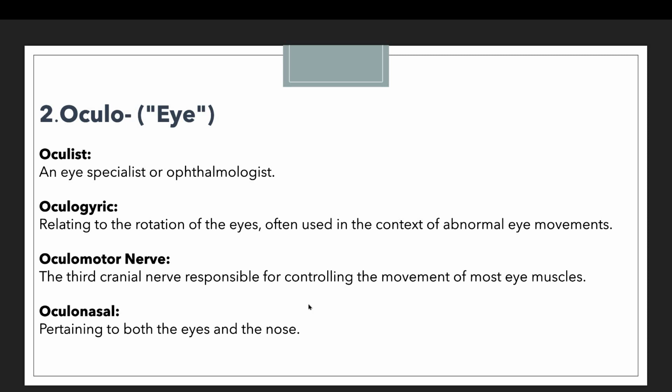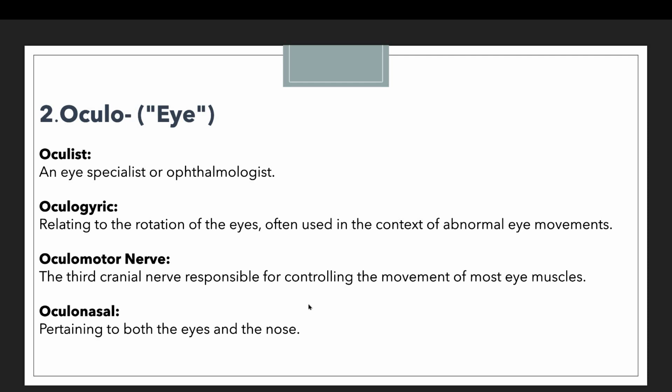Okay. Then we have another example, which is oculomotor nerve. Now what is the oculomotor nerve? It is the third cranial nerve, responsible for controlling the movement of most of the eye muscles. So the third cranial nerve responsible for controlling the movement of eye muscles is known as the oculomotor nerve.